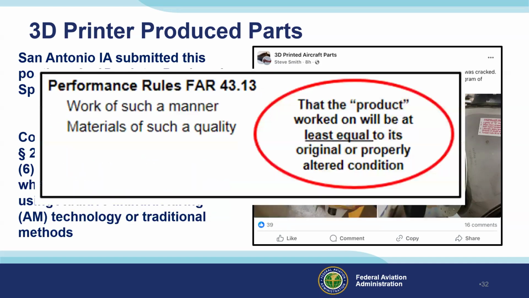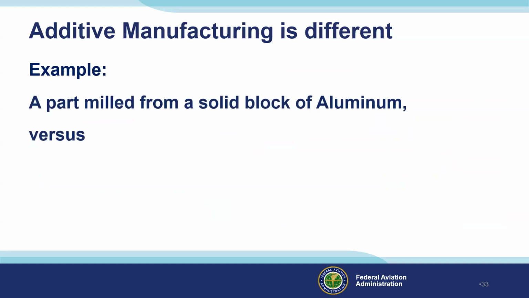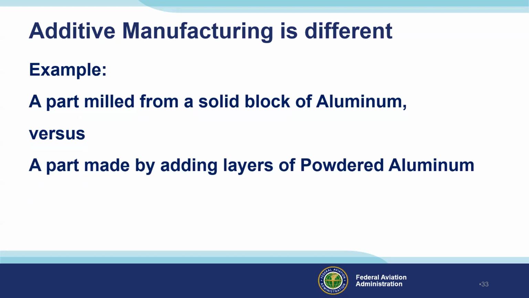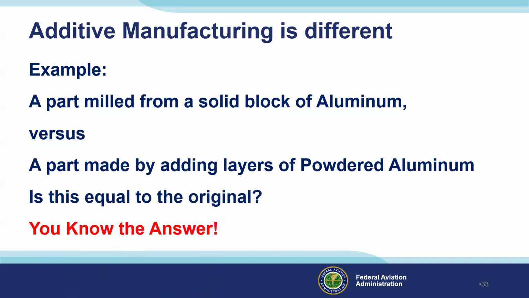And remember the performance rule? It says the product worked on will be at least equal to its original or properly altered condition. Now, I think we could agree that a part milled from a solid block of aluminum versus a part made by adding layers of powdered aluminum, like in a 3D printing operation, is this equal to the original? I think everybody knows the answer to that. No, it is not.